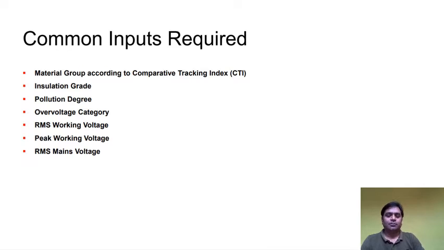So what are the common inputs which we need for designing the magnetic component to ensure that it meets these safety standards requirements? It's a material group according to the CTI. Second one is the insulation grade, then pollution degree, overvoltage category, RMS working voltage, peak working voltage, and RMS mains voltage.